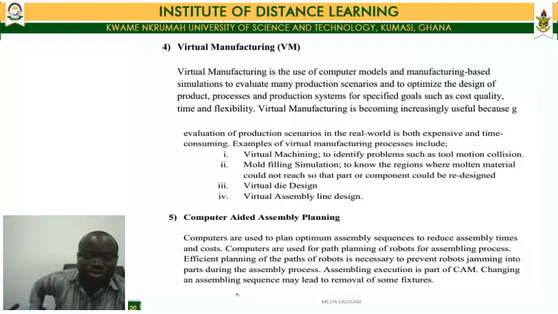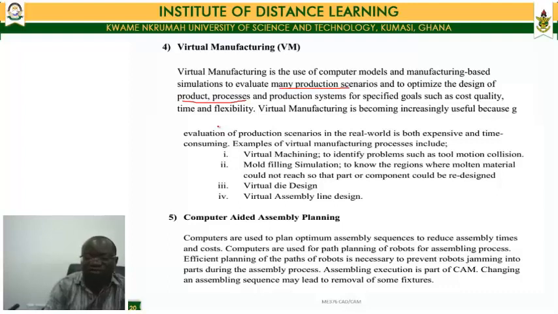Okay, so we move on to the fourth example of computer-aided manufacturing, and the fourth example talks about virtual manufacturing. Virtual manufacturing, as I've explained previously, is basically using computer models and manufacturing-based simulations to evaluate many production scenarios to optimize the design of the product or the process.